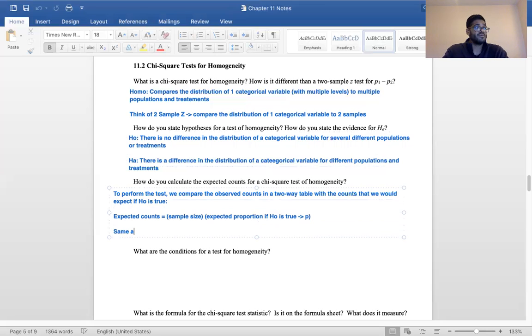So this is the same as the goodness of fit test. And again, do not round. And a big thing here is that this is not on the formula sheet.